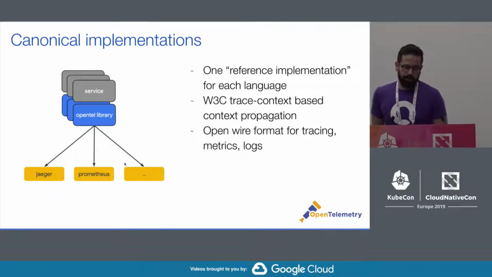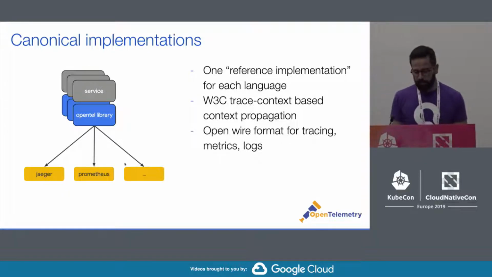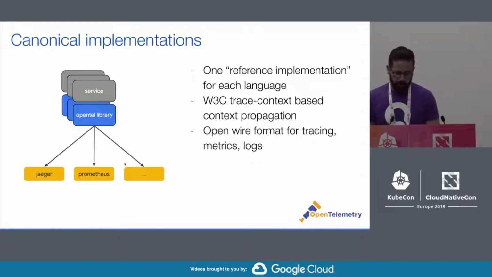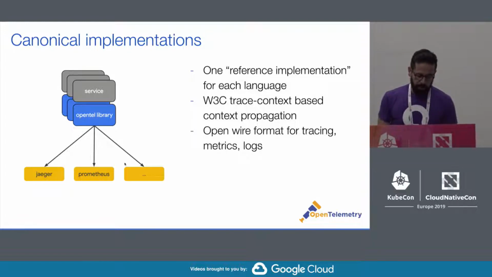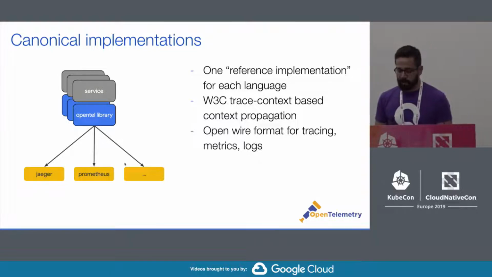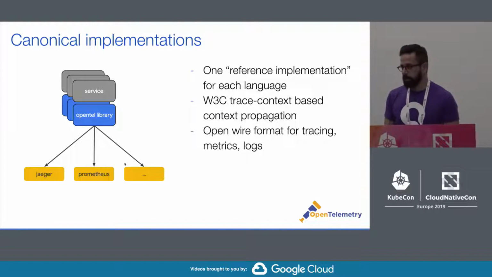OpenTelemetry is also going to have a canonical implementation of all these APIs into client libraries, one for each popular language. Those will derive to a great extent from the existing OpenCensus implementation, which has been used in production for a while, and it's hardened, especially for the major languages.